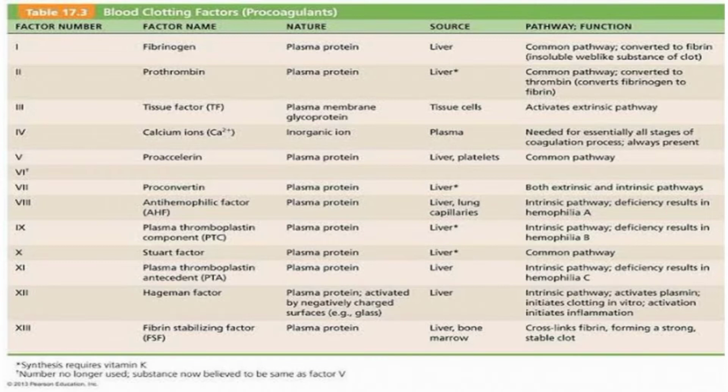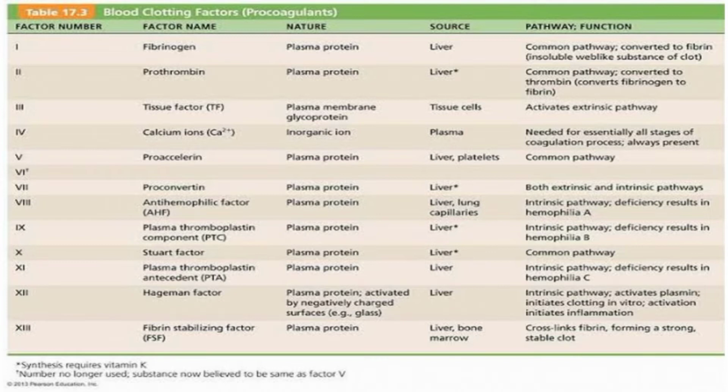So that's why they are needed and always present. Proaccelerin is also a common pathway, and proconvertin will be in both the extrinsic, outside, and intrinsic, inside, pathways. The other factors, anti-hemophilic factor, PTC, plasma thromboplastin component, and plasma thromboplastin antecedent, are in the intrinsic pathway, and their deficiencies can be seen within. AHF deficiency results in hemophilia A, PTC deficiency in hemophilia B, PTA deficiency in hemophilia C.